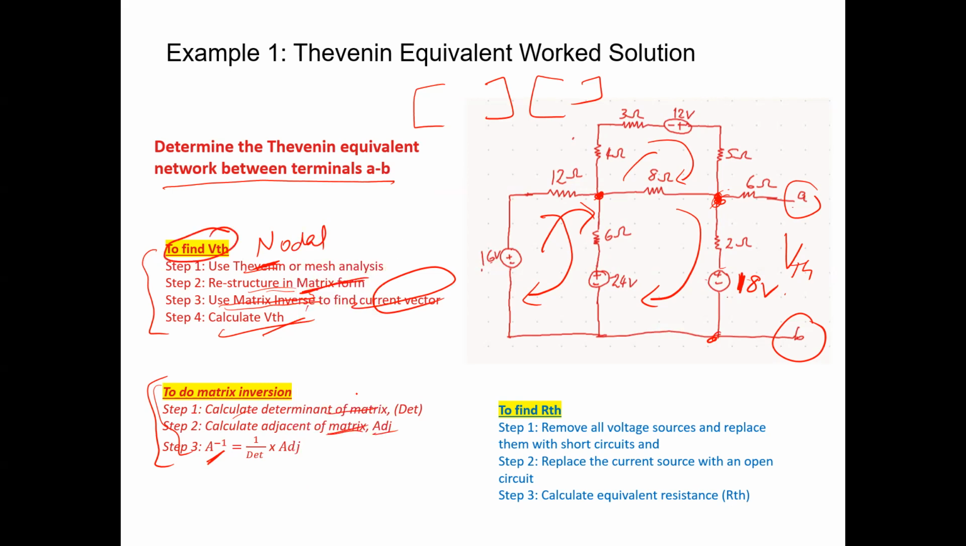V Thevenin. To find the R Thevenin, as we discussed, we have to remove all the sources. Just short circuit this one, short circuit this one, short this one and short circuit this one. And then replace the current sources, if we have any, with an open circuit. We don't have any current source here, but we can leave it open if given. Then we can calculate the equivalent resistance.